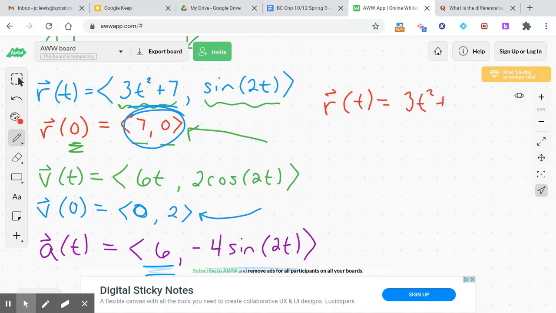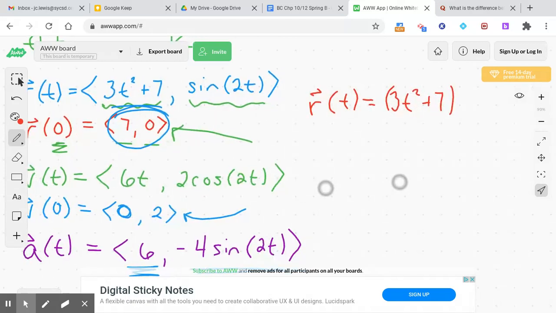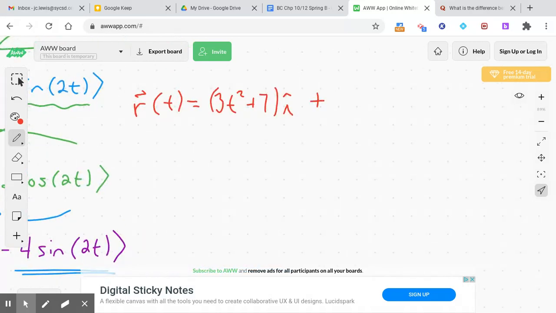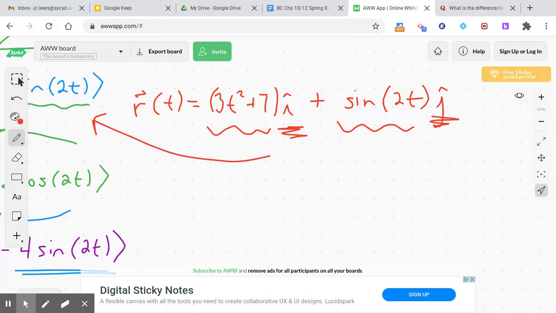3t squared plus 7, in parentheses, i, plus sine of 2t, j. I hat and j hat. And again, these little guys just serve as placeholders. They don't have any real value here, but they say this is going to be our x direction, this is going to be our y direction. So we can distinguish, very similar to what we have here with the angle brackets, just two different ways to notate this.